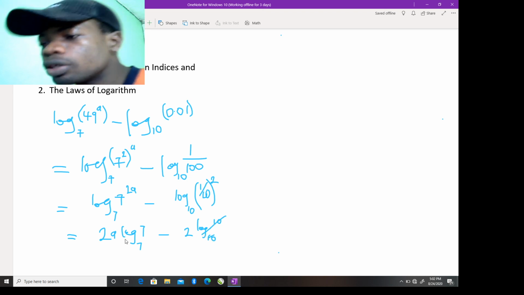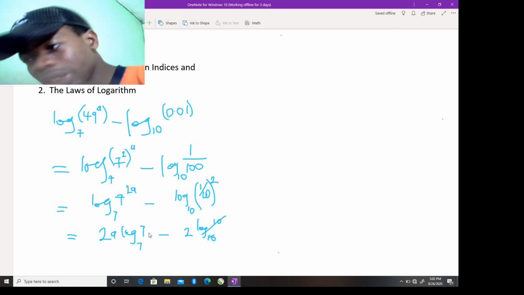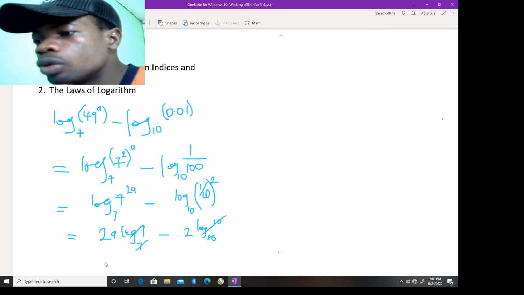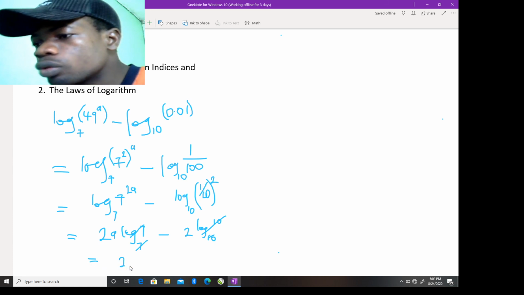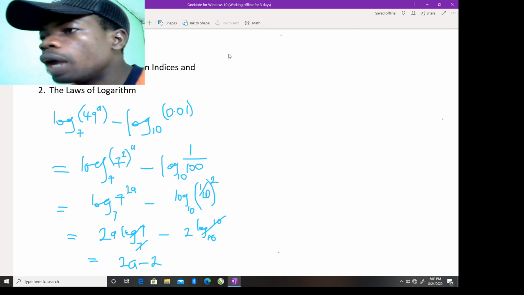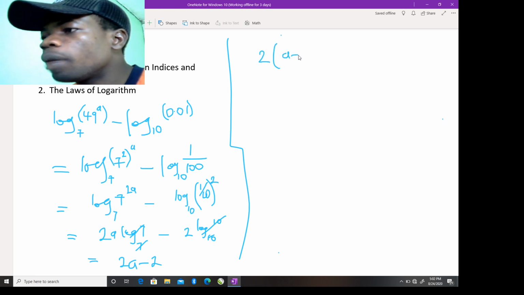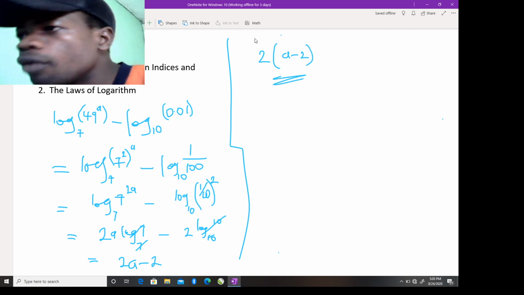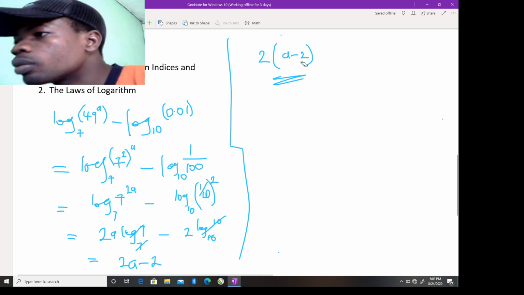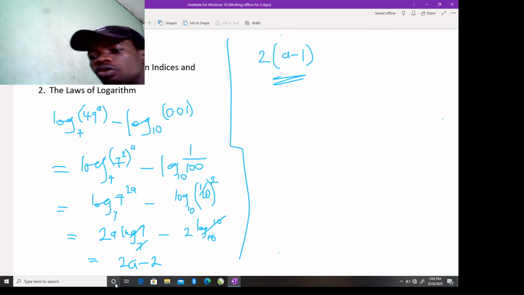The log of any number to its base, the same value, you have 1. So this will become 2a minus 2. And what do we have? We have 2 open bracket of a minus 1. Oh sorry, we have minus 1 there. So we should have minus 1, so that when you expand, you get this back.